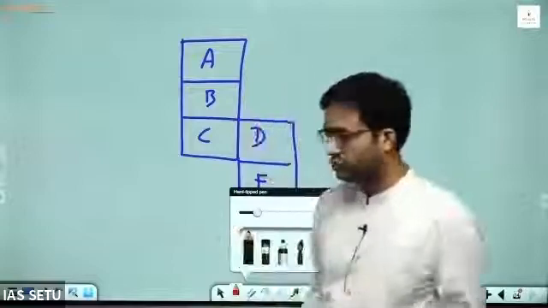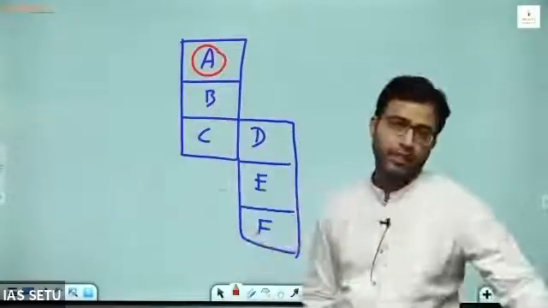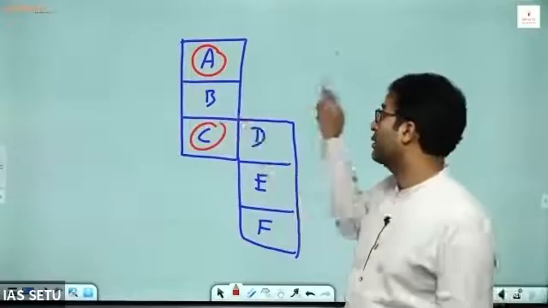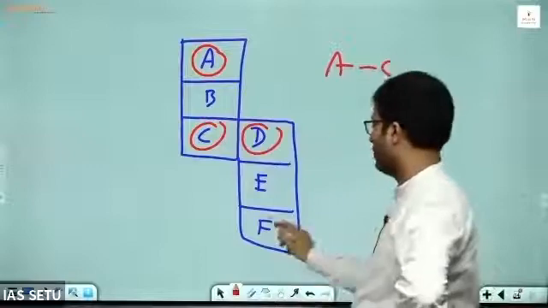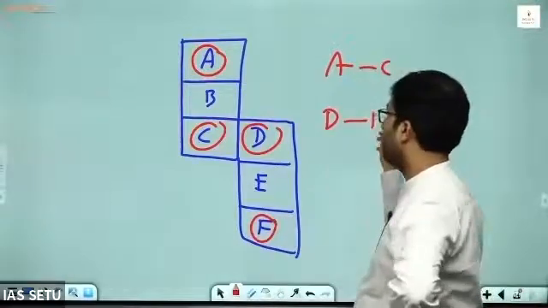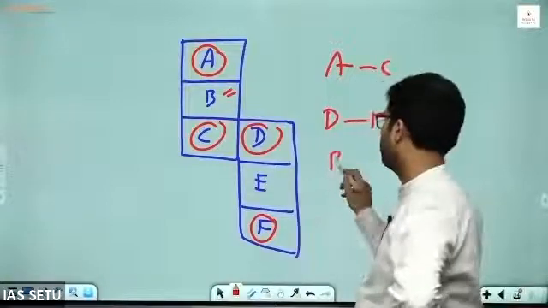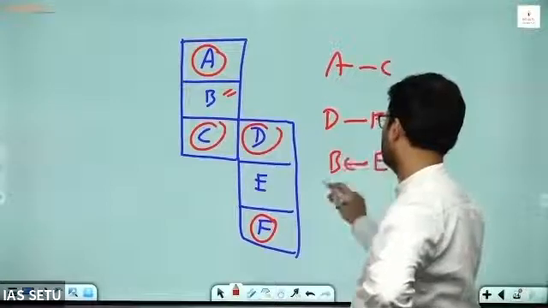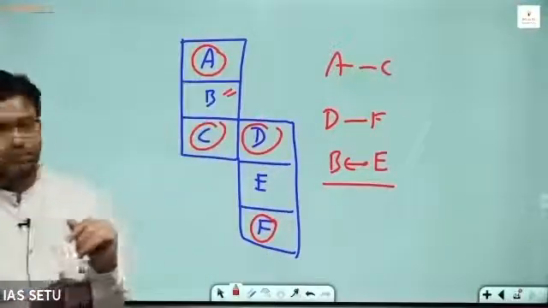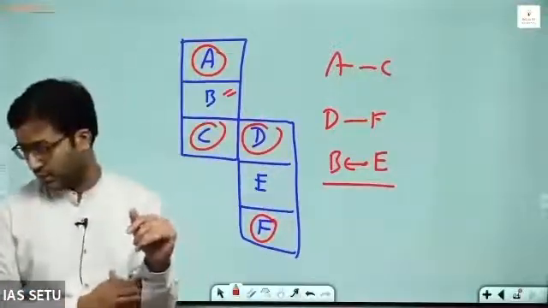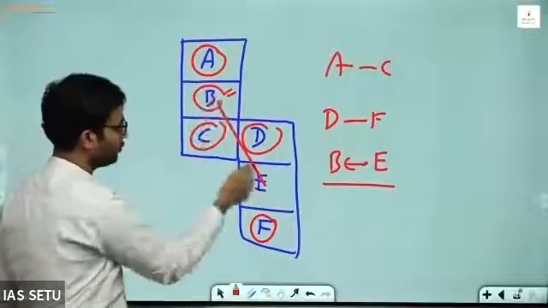My simple question to you: what is opposite of A? What is opposite of D? What is opposite of B? So these are the 3 pairs of opposite faces we have. This is the third pair. If you know 2 pairs, you can conclude the third pair.